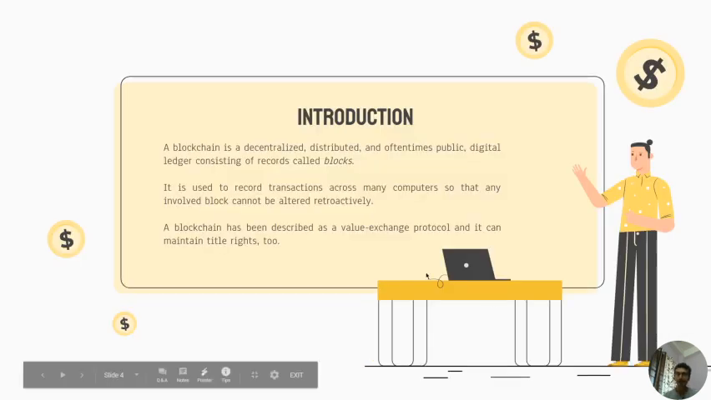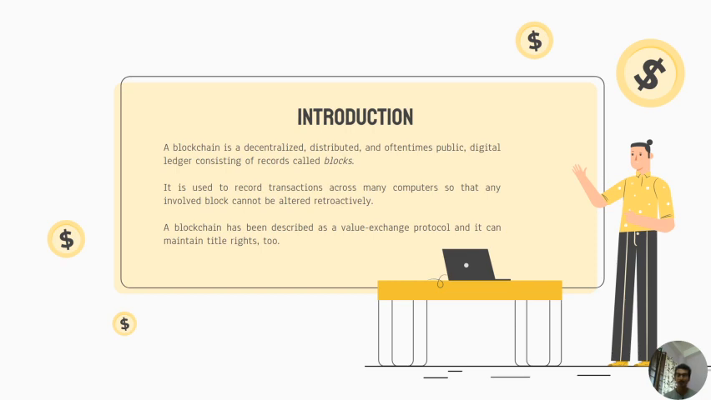So, there are 3 points which I have described right out here. I feel these 3 are the important points to summarize what a blockchain is. The first point says a blockchain is a decentralized, distributed, and oftentimes public digital ledger consisting of records called blocks. The most important words right out here are decentralized and distributed, and the word blocks too.